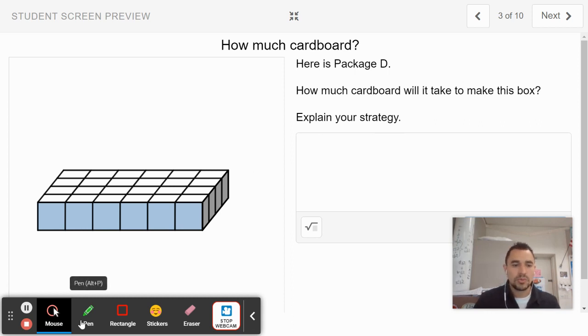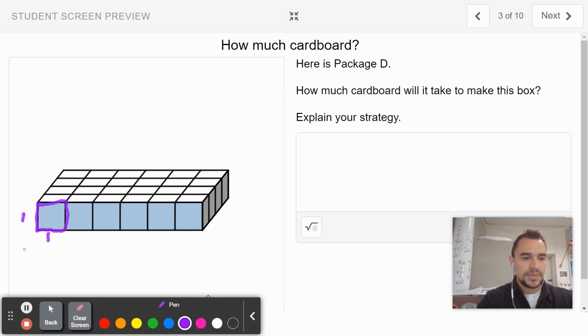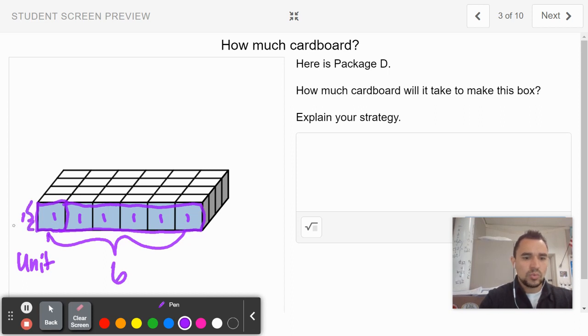Okay, so the thing that we want to talk about here is surface area. So that means what is going to be the area of this? So this right here, let's just say it's 1 unit. So across here to here is 1, 2, 3, 4, 5, 6. So it's 6 across and 1 up. So that means this entire area is 6 units.